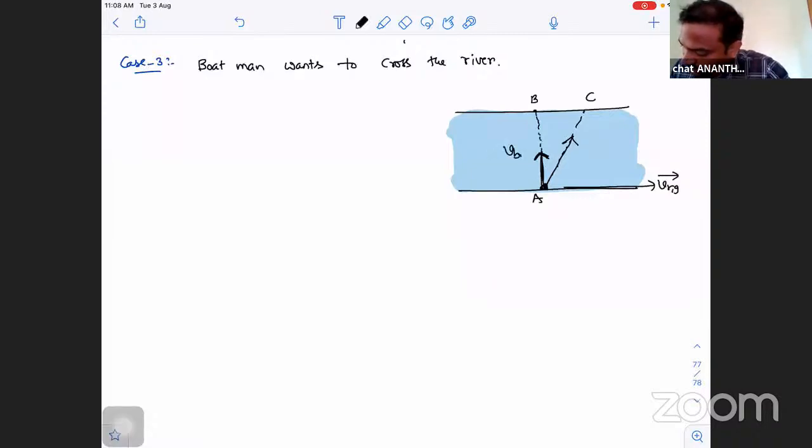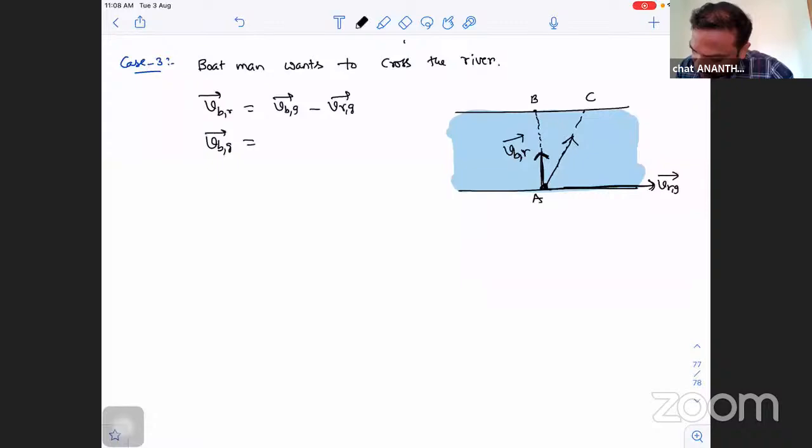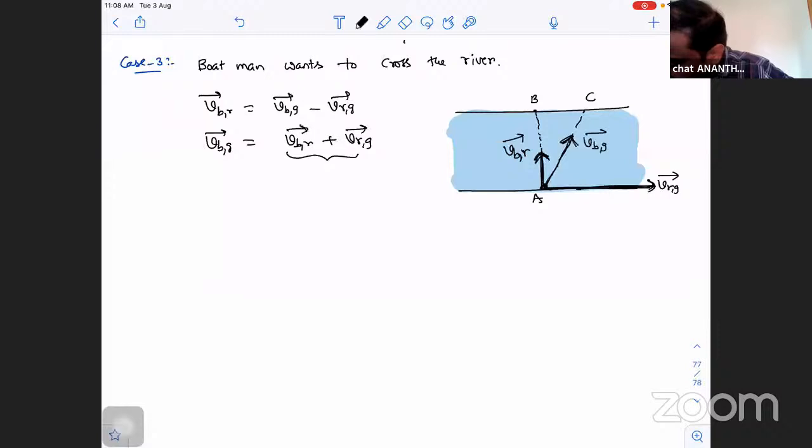This is the VBR vector. This is the VRG vector. I told you, the velocity of the boat with respect to river is equal to the velocity of the boat with respect to ground minus the velocity of river with respect to ground. Then the velocity of the boat with respect to ground is equal to the velocity of the boat with respect to river plus the velocity of river with respect to ground. The resultant of these two vectors will be the velocity of the boat with respect to ground.